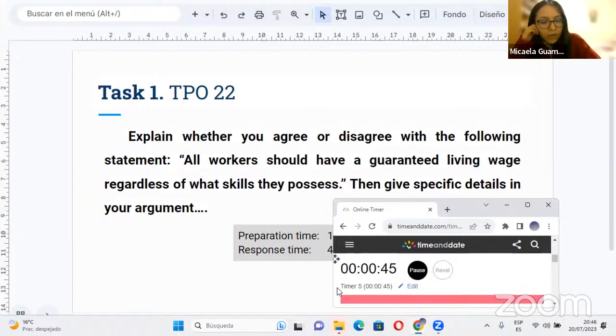I strongly agree with the statement because I think a guaranteed living wage is like a human right. For example, it doesn't matter if it's a gardener or a policeman or an engineer. When they work, they do their best, and it has to be recognized.